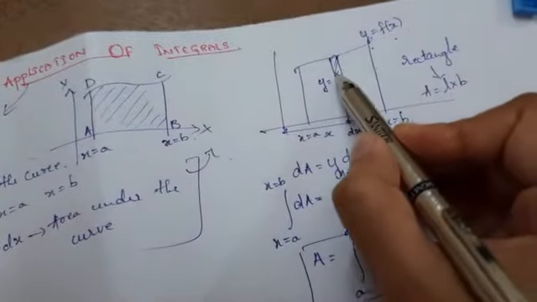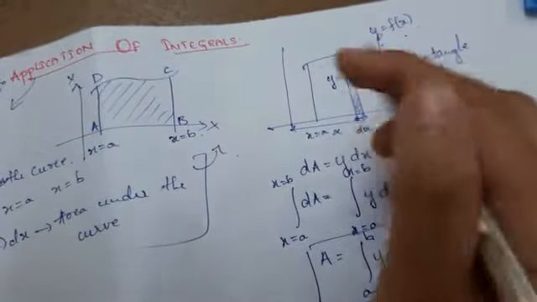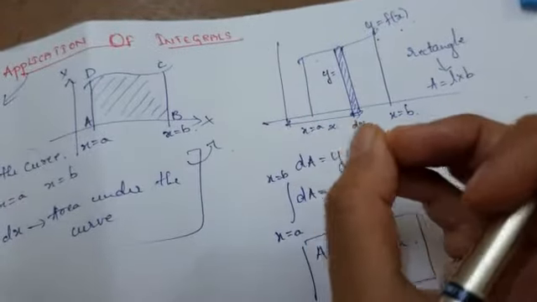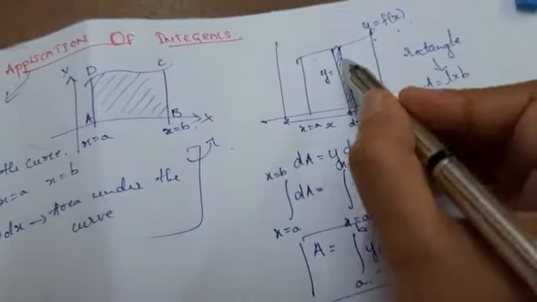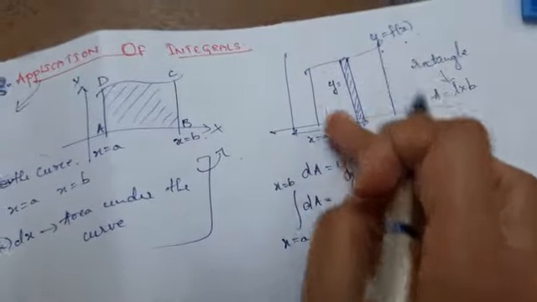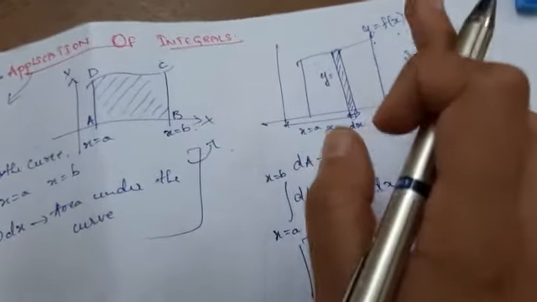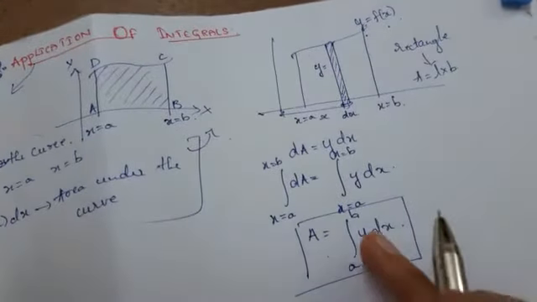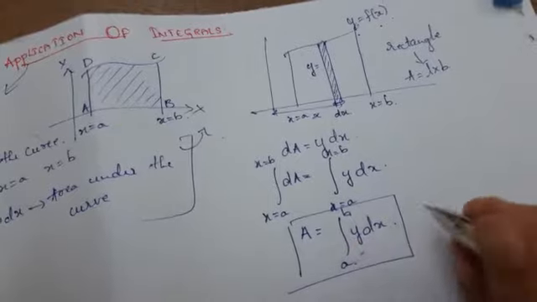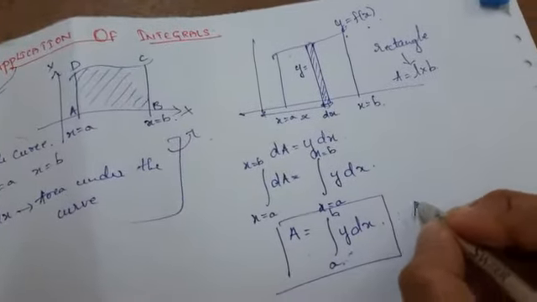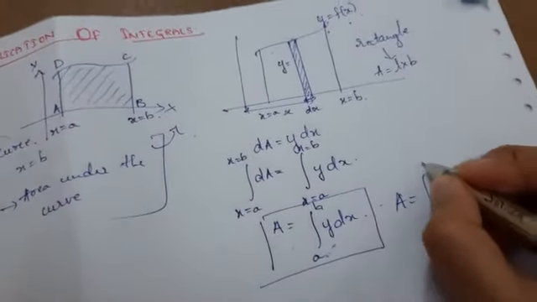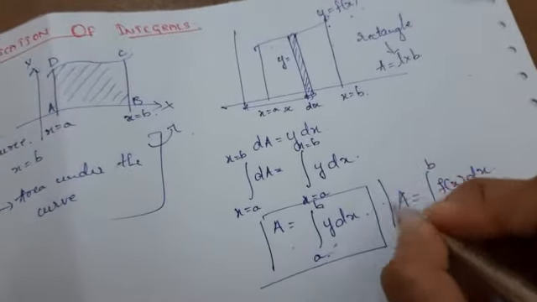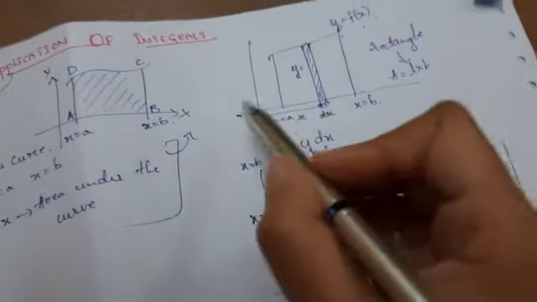This concept is saying, if I make this type of small strip numerous times between a to b, means if I integrate that, or if I sum up all those areas, I am going to get the whole area of this region. So that region I am calling A, and the area will be equal to the integration a to b, y dx, or I can write it as A is equal to integrating a to b f of x dx.